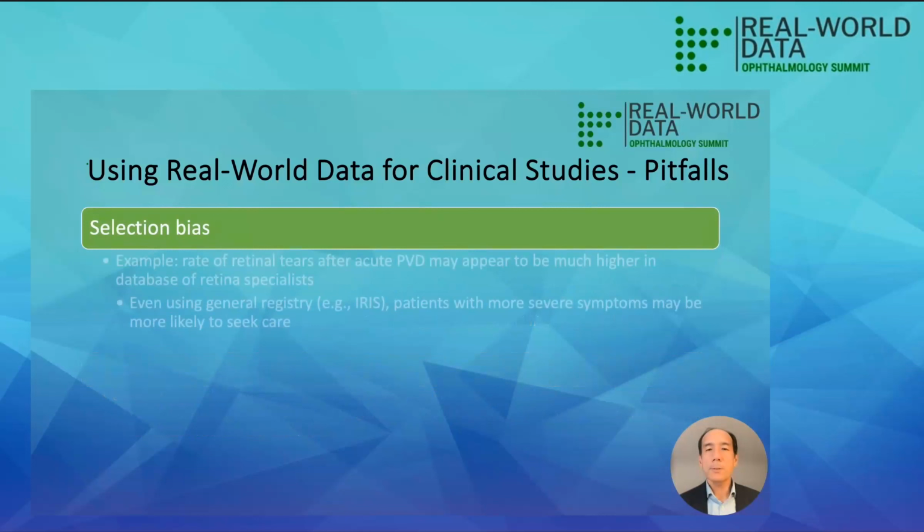Selection bias is another potential issue in a real-world study. For example, the incidence of retinal tears after acute PVD may appear to be much higher if that data is coming from retina specialists, just because many of those who are being referred have high-risk features or an already detected tear. But even if we use a broader registry like the IRIS registry, it's important to remember that not all people who have PVD symptoms actually seek care. It may be primarily those with more severe symptoms who show up in an eye care provider's office, which may also correlate with the higher risk.